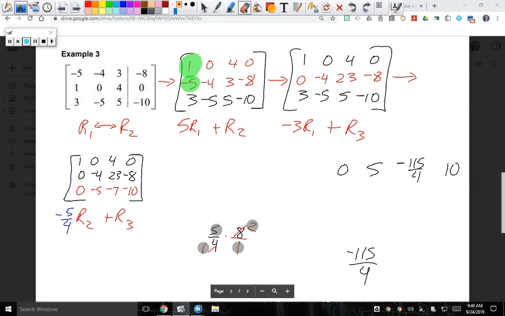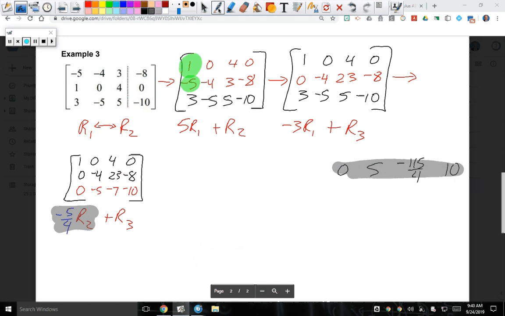Now let me highlight this for you, because I don't want these fractions to intimidate you. This that we just did gave us that. And we're going to add it with row 3. And the reason why we want to do that is because our goal was to make the 0 pop up right here.